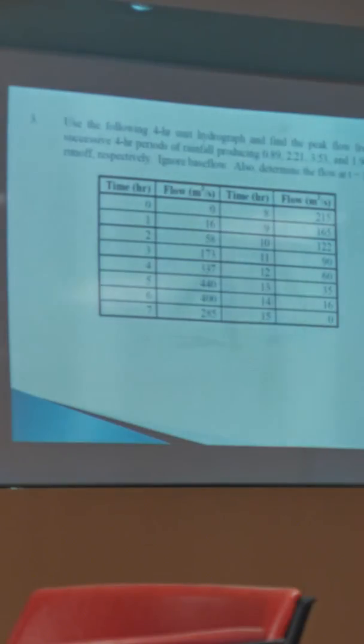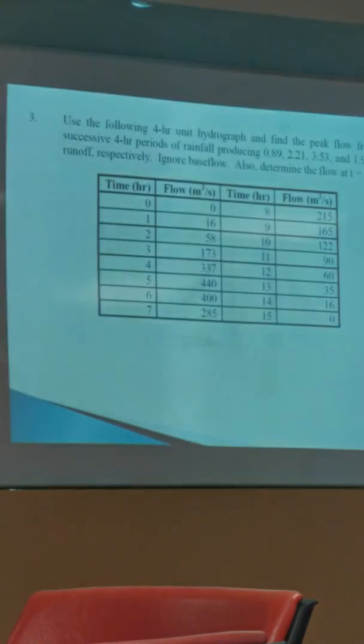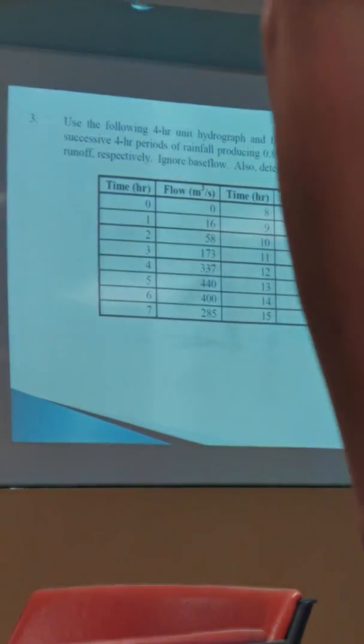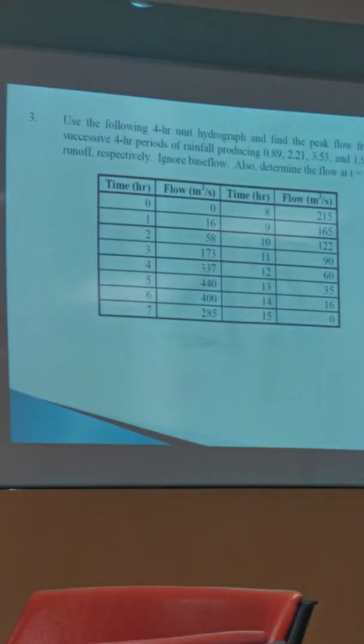How long is the rain? 4 successive 4-hour periods. How long is the rain? This English is very poor, this group of people. How long is the rain? 4 hours. 4 successive 4-hour periods of rainfall. How many? 16. I thought your English is bad, your arithmetic is bad. 4 times 4 is 16, for goodness sake.